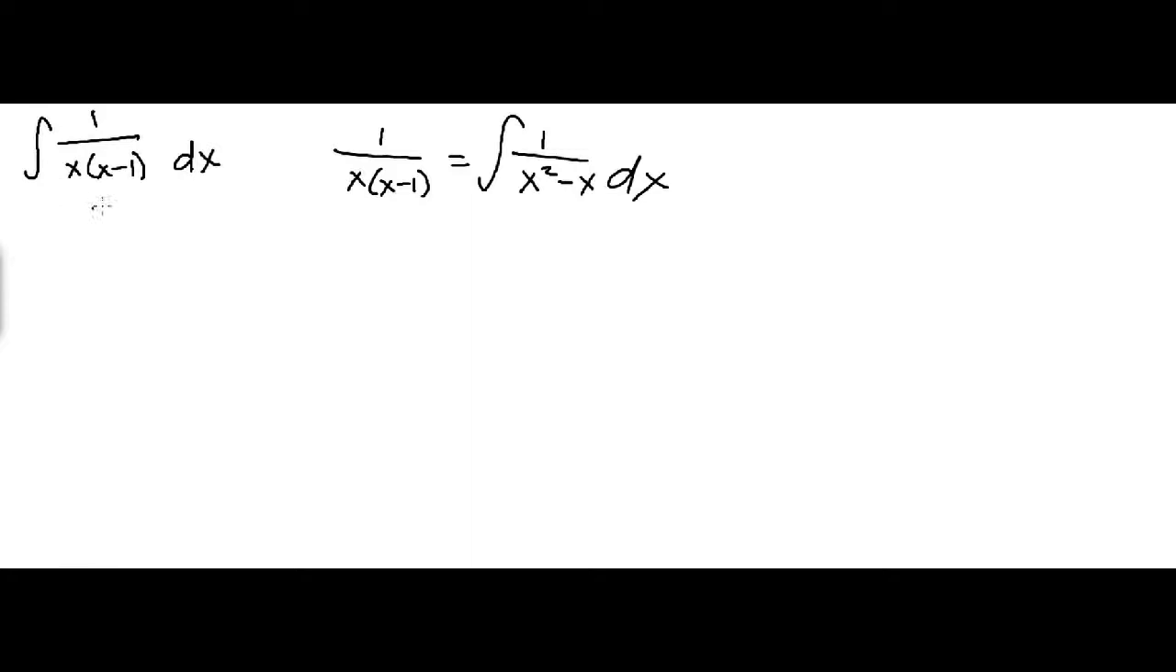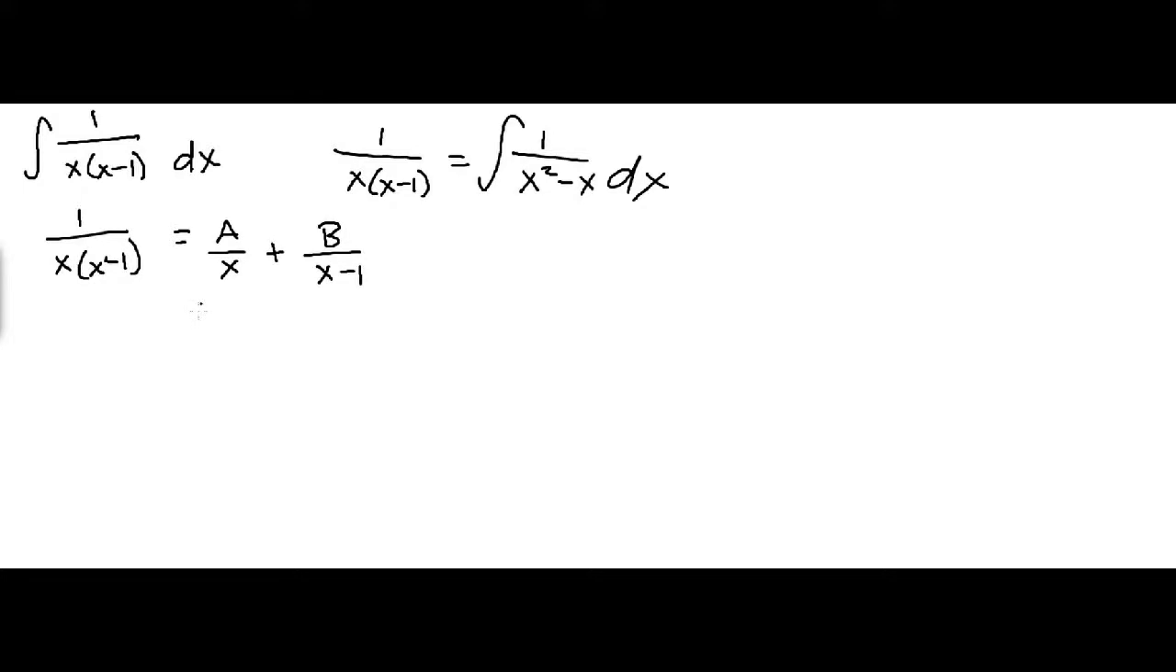So the first thing we're going to do here is recognize that 1 over x times x minus 1 is equal to a over x plus b over x minus 1. So why did we say that? Basically, this is what partial fraction decomposition tells us. It's just saying that something over x plus something over x minus 1 is going to equal this initial 1 over x times x minus 1.